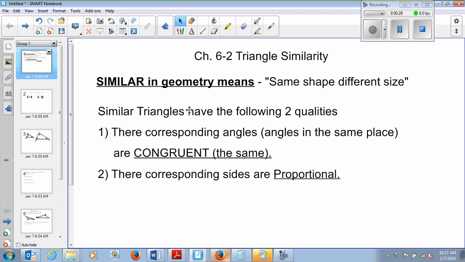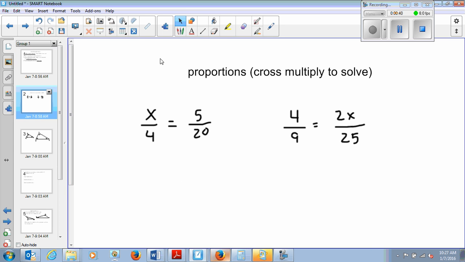And here's the two qualities that similar triangles have. Number one, their corresponding angles, meaning angles in the same places, are going to be congruent. And the second thing is their corresponding sides are proportional. Let's do a quick review of what it means to be proportional.